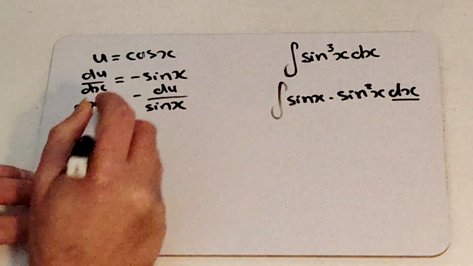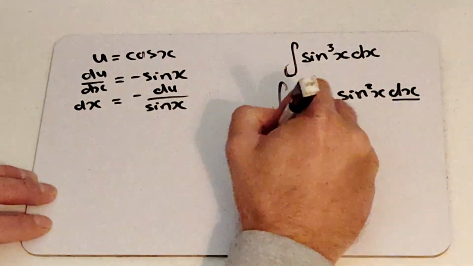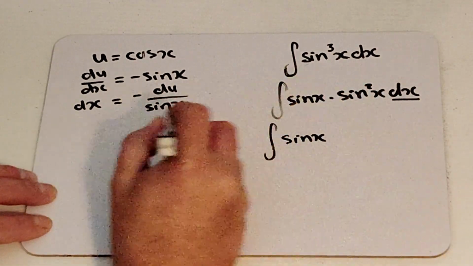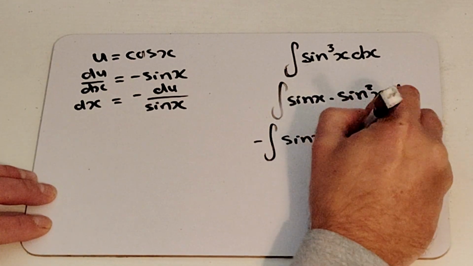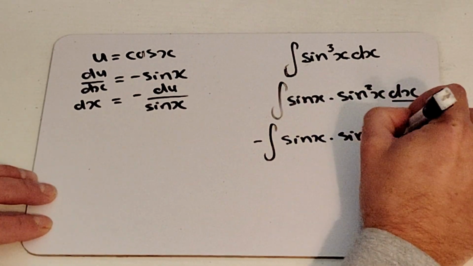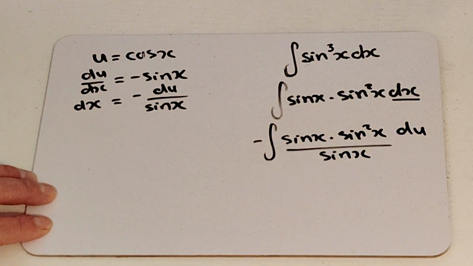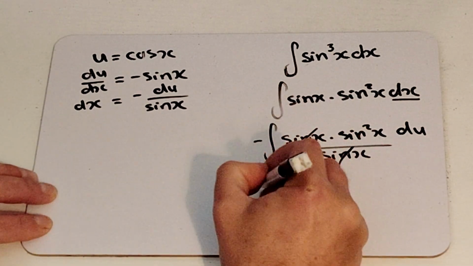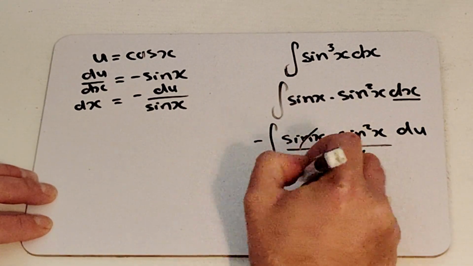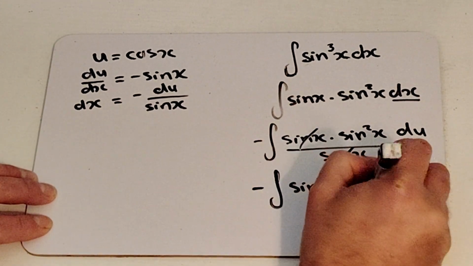I rearrange it. And if I substitute that in place of dx in my integral, I get sine x. I'm going to take my negative sign outside, times sine squared x du all over sine x. Now conveniently, because of the substitution I chose, my sine x now cancel. My integral becomes that little bit easier. So we've now got sine squared x du.